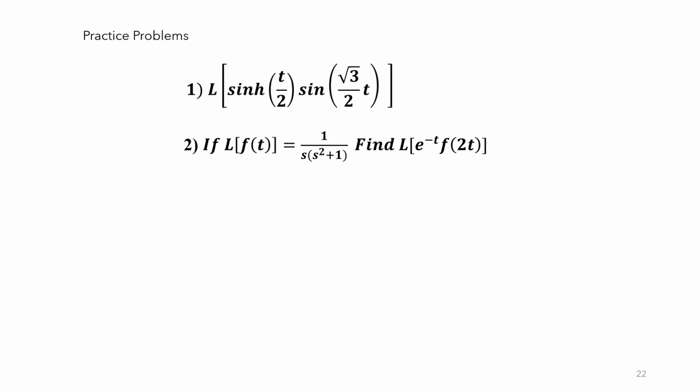Some of the practice problems which you can try. Whenever you have a hyperbolic function, reduce those hyperbolic functions in terms of e raised to and then apply the first shifting theorem. This is the same as the last problem which we have done.